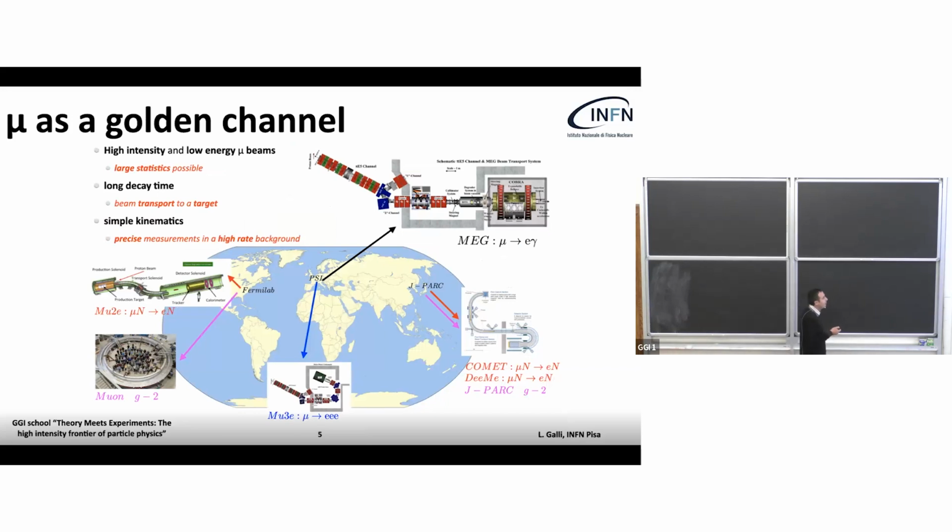We can have high-intensity muon beams, which means that we have a large statistics available to be studied. It has a long decay time, which means you can transport muons whenever you want, and also stop them in the target and let them decay at rest. And if they decay at rest, then you have simple kinematics for the final states. And then you can do precise measurements in high rates. Background, because you need the high rate, of course, is related to the fact that you need high intensity.